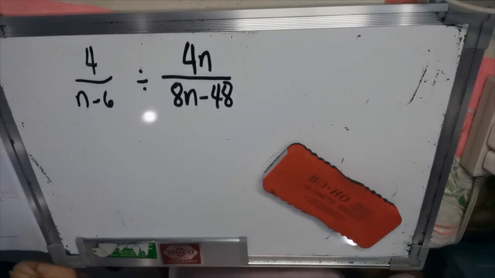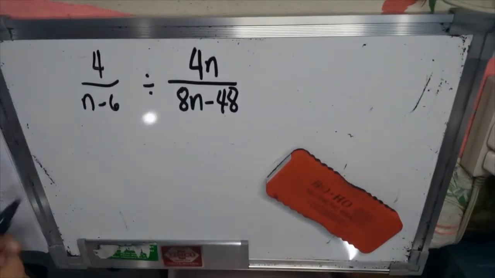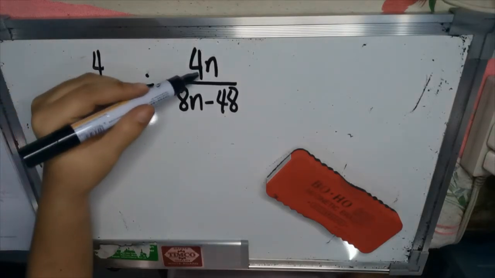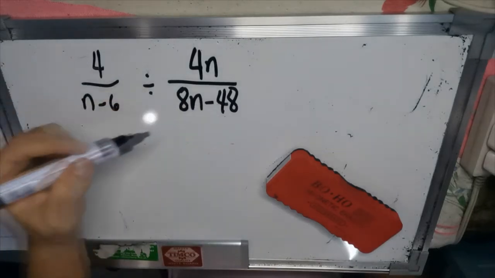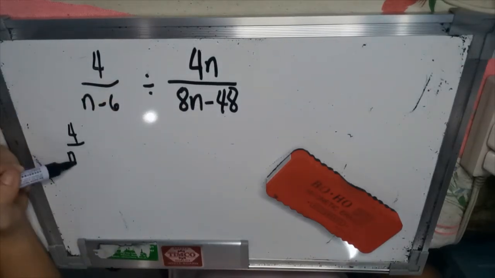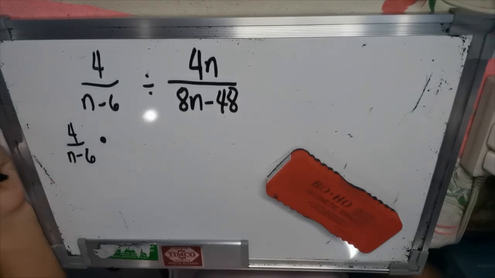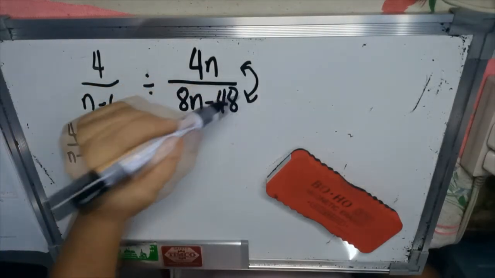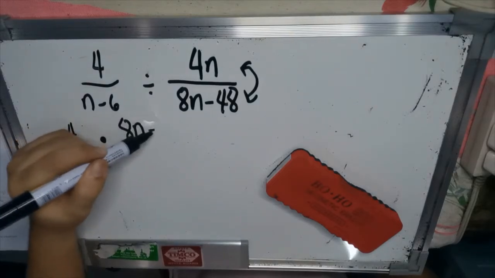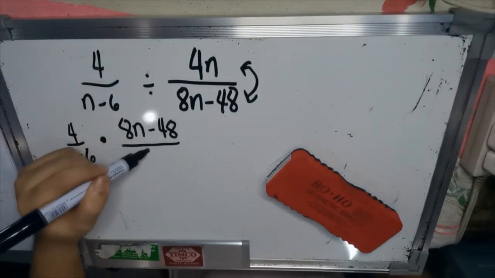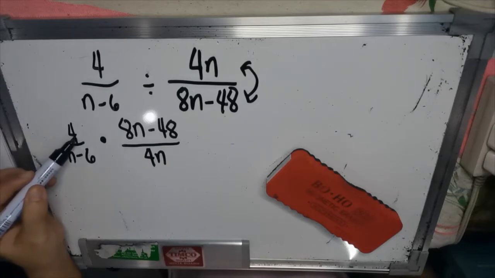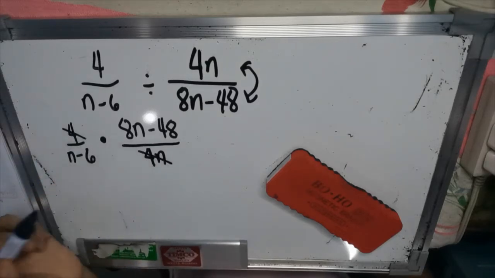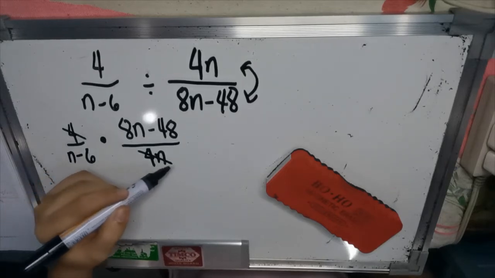Yan. Say for example, we have this given. So, 4 over n minus 6 divide by 4n all over 8n minus 48. So, in this case, ganun ulit ang gawin natin. 4 over n minus 6. This time, it will be times, then reciprocal. Or pagbalik-tarin lang natin, sa madaling sabi, over 4n. Tama? Now, kung may kaya tayong i-cancel dyan, i-cancel na natin. So, kung makikita nyo, si 4, pwede natin i-cancel kay 4n. So, ano matitira dito? N.